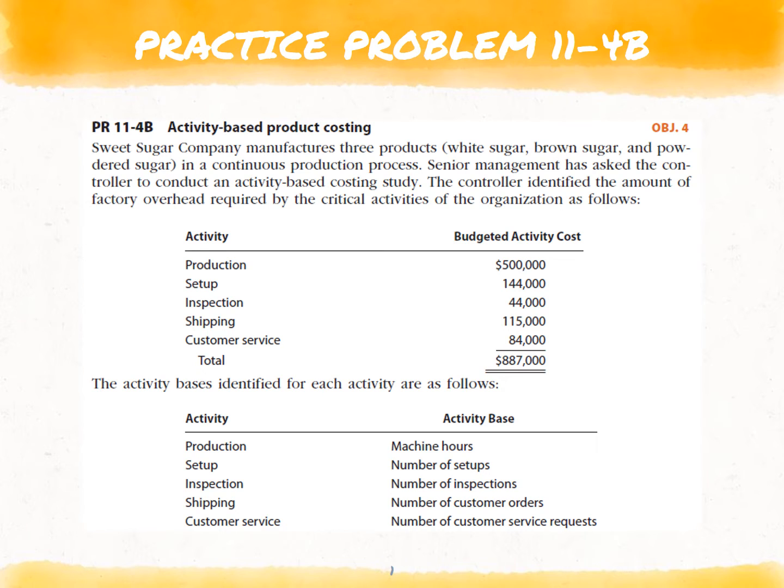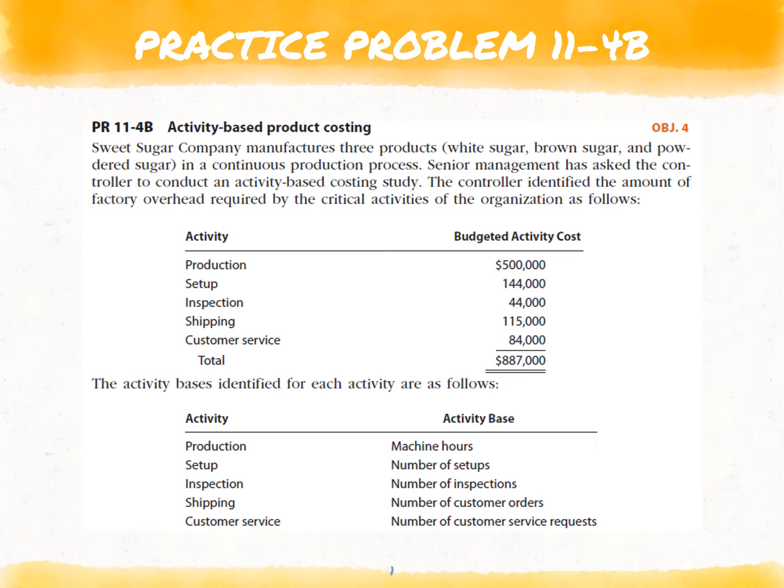Practice problem 11-4B. Activity-based product costing. Sweet Sugar Company manufactures three products: white sugar, brown sugar, and powdered sugar, in a continuous production process. Senior management has asked the controller to conduct an activity-based costing study. The controller identified the amount of factory overhead required by the critical activities of the organization as follows.